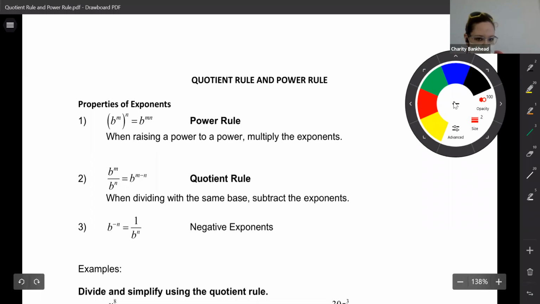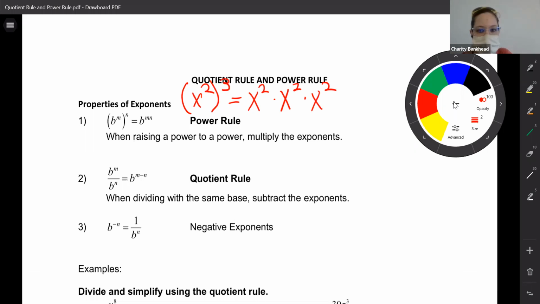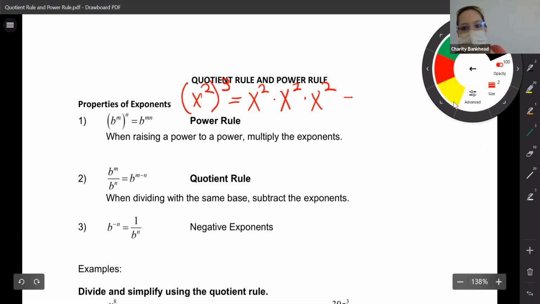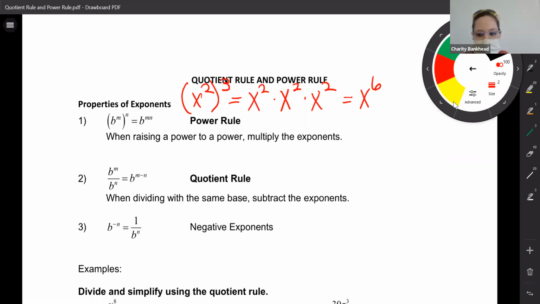So for example, if you had x squared and then that was raised to the third power, that would be the same thing as x squared times x squared times x squared. And then using the product rule that we talked about yesterday, you just add up all those exponents. So 2 plus 2 plus 2 equals 6. So that's x to the power of 6. Or in other words, the shortcut is to just multiply the exponents. 2 times 3 is 6.